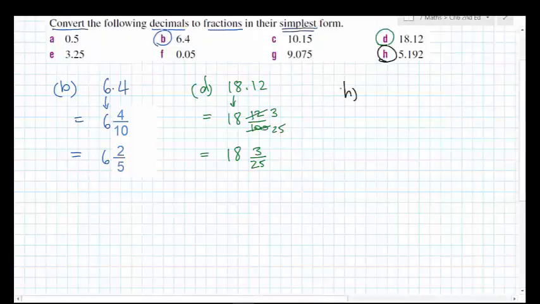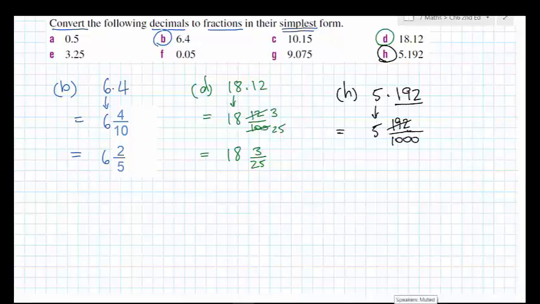Okay, so with H, I have 5.192. So again, I look here and I go, well, that's 5 wholes and 0.192. If I look at the number of decimal places, there's 3 decimal places there, which means that is thousandths, right, where I have 3 decimal places. So that would be 192 on 1,000, or thousandths.